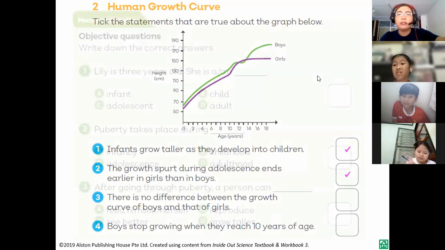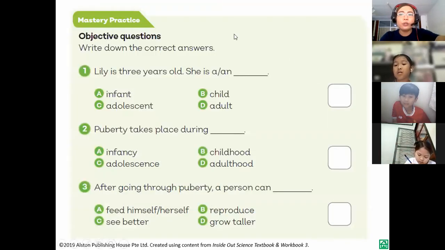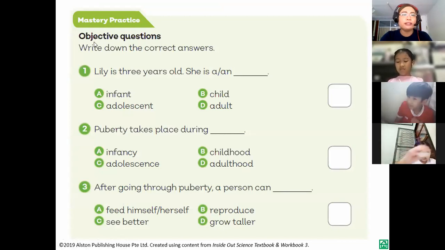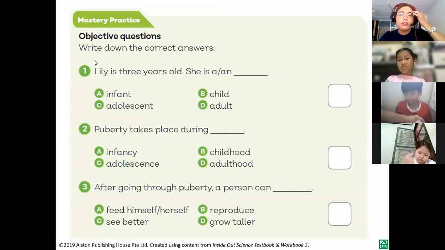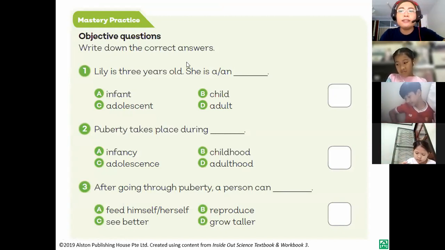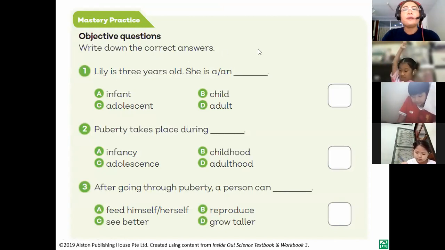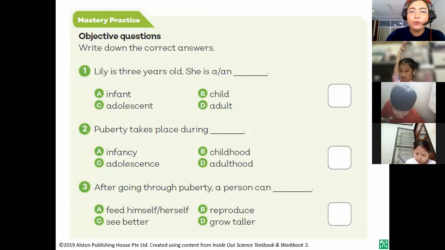Okay, now turn your workbook to this page. Let's try to answer the mastery practice. So we have objective questions. Write down the correct answers. Don't worry, because we will answer this all together. Okay, let's try to answer number 1 first.